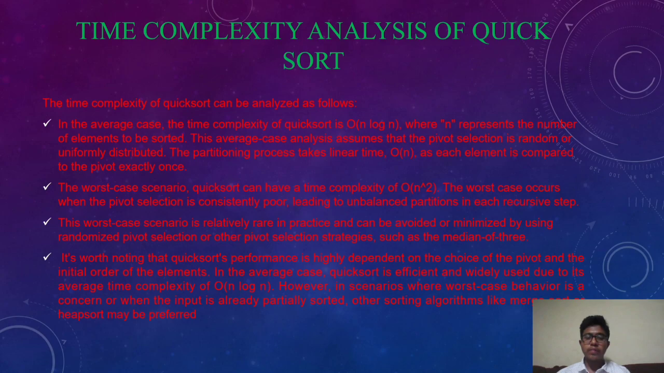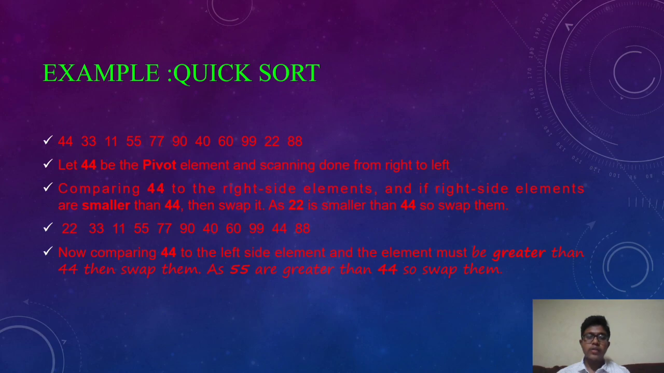It's worth noting that Quicksort performance is highly dependent on the choice of pivot and the initial order of the elements. In the average case, Quicksort is efficient and widely used due to its average time complexity. However, in scenarios where worst case behavior is a concern or when the input is already partially sorted, other sorting algorithms like merge sort or heap sort may be preferred. Next, examples of Quicksort.